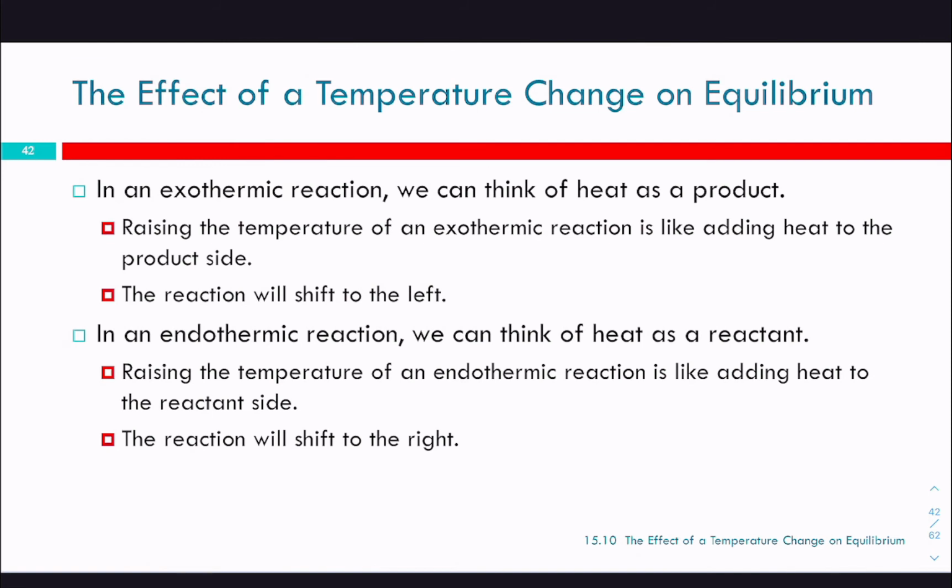Now we can talk about the effect of temperature on equilibrium, particularly here with endothermic or exothermic reactions. So for exothermic reactions, we can think of heat as a product. So if we raise the temperature of an exothermic reaction, A plus B gives C plus heat. So we're thinking of heat as one of our products. So if we add heat, it's like increasing the concentration of a product. So which way would the reaction shift?